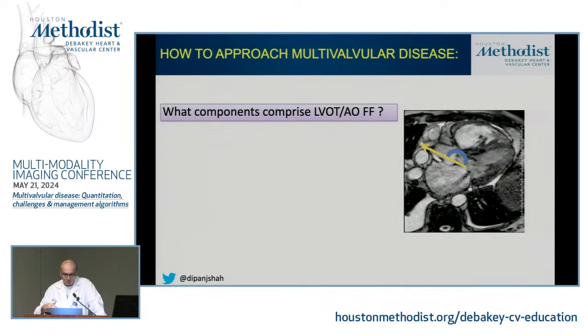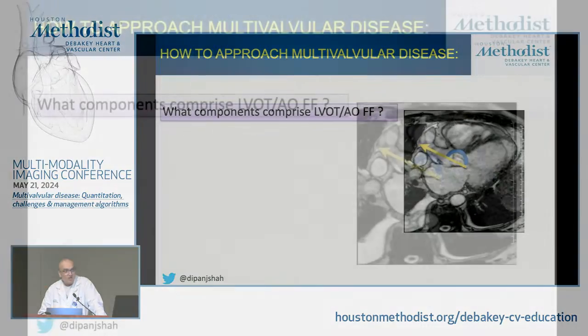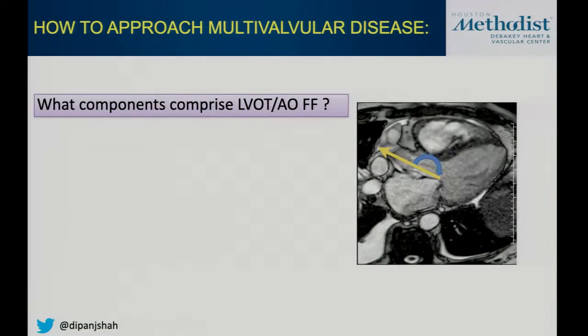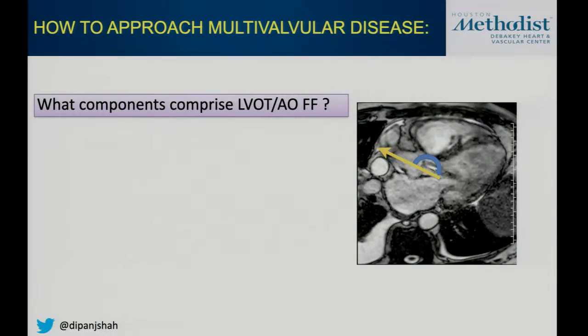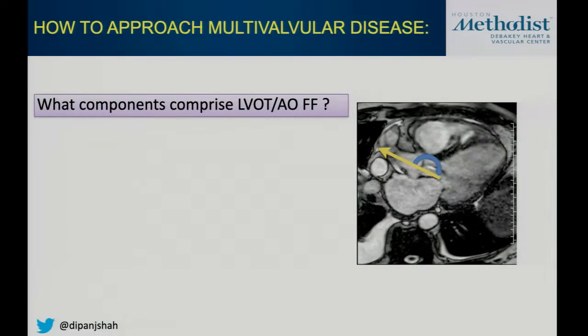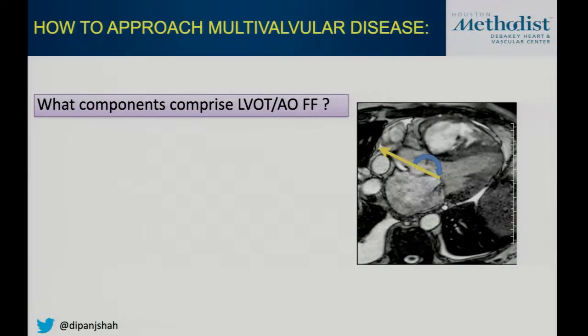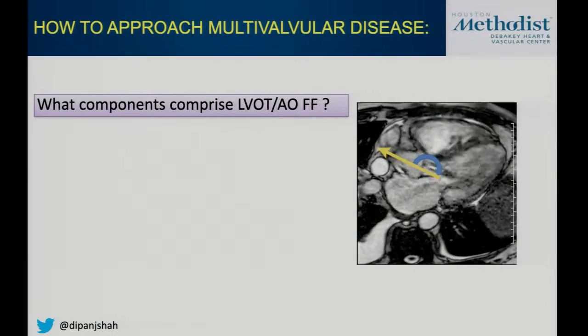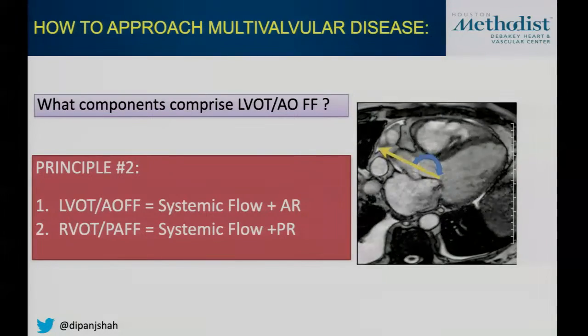Now, I'm going to harp on this point because I think it is very, very key. When I measure the flow crossing the aortic valve, or the LVOT, what is that measured flow actually composed of? There are two components. What are those two components? Right, it's your net forward flow. So not the LV stroke volume, but the systemic flow plus the recirculating aortic regurgitation volume. That's what your LVOT or aortic flow is: the systemic flow plus the regurgitant flow across the aortic valve.